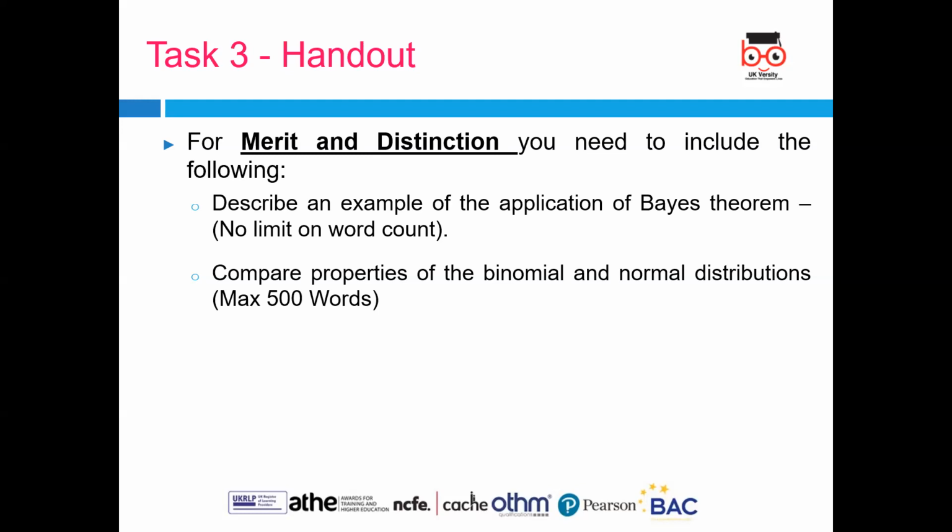And then you compare the properties of binomial and normal distributions with possible examples. So in this section, you can limit it to a maximum of 500 words. So this was task 3, which you have to submit in the form of a handout.